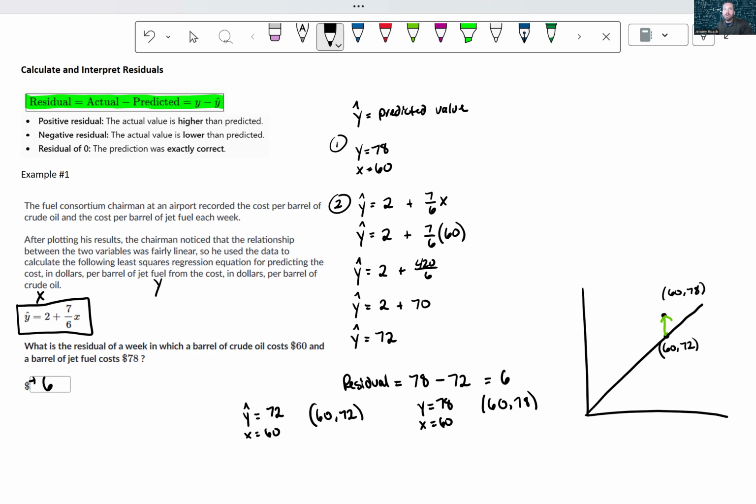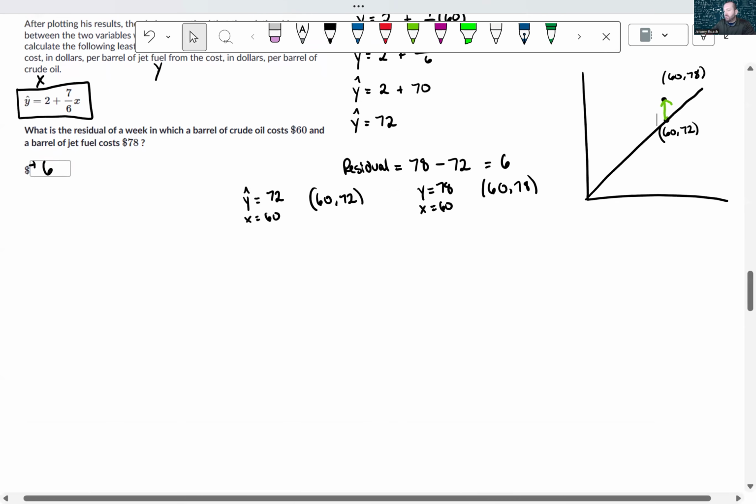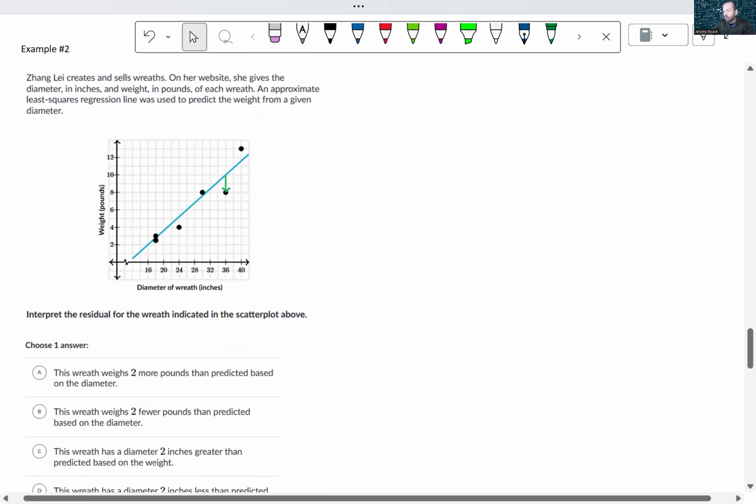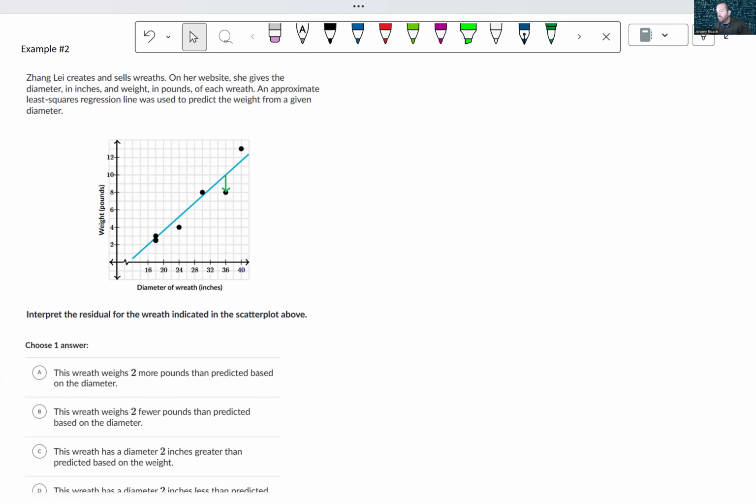All right, let's try one more of these. This next one's a little bit of a different format. It actually shows us our residual here on the graph. It says Zhang creates and sells wreaths on her website. She gives the diameter in inches and weight in pounds of each wreath. An approximate least squares regression line was used to predict the weight from a given diameter. And it says interpret the residual for the wreath indicated in the scatter plot above. So it wants us to just be looking at this data point here.